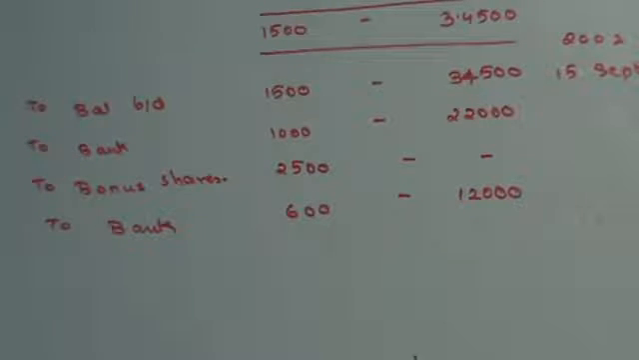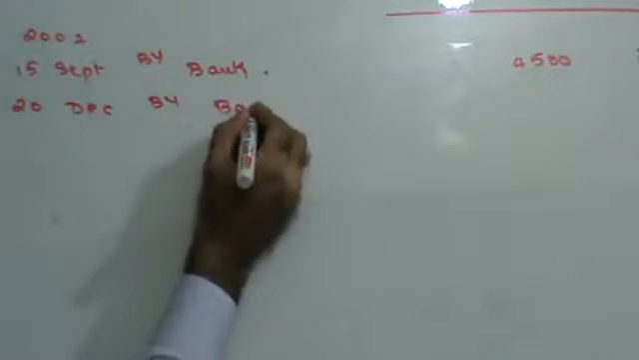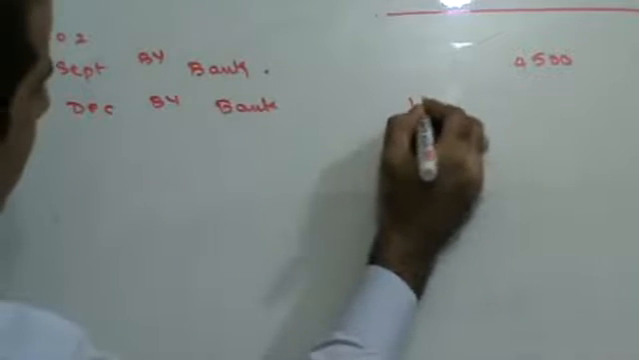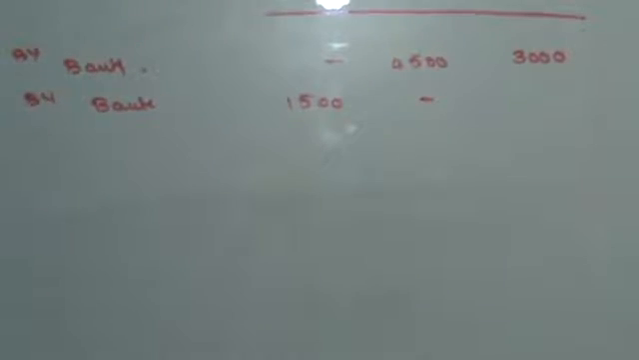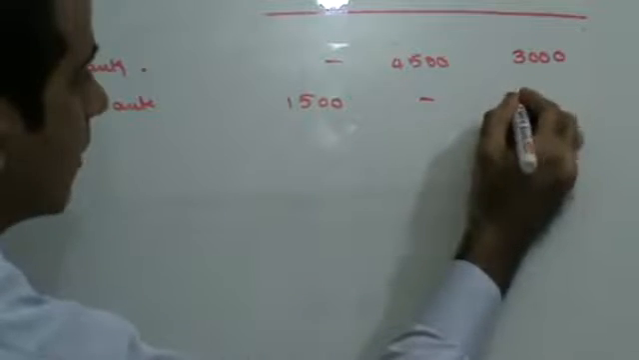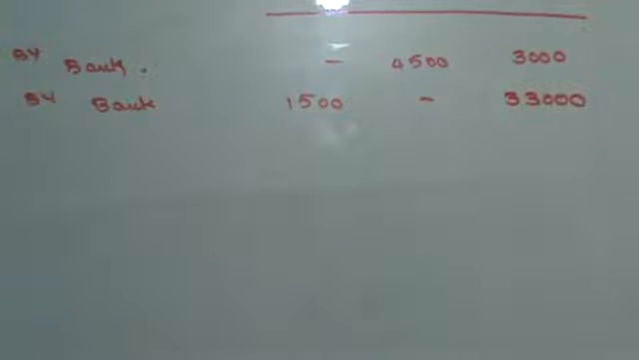Next. You have on 20th December, 1500 shares were sold. Debit what comes in, credit what goes out. On 20th December, 1500 shares were sold by bank. At what price have they been sold? At 22 per share. Someone please calculate. 33,000.